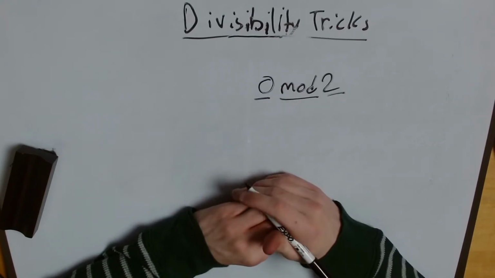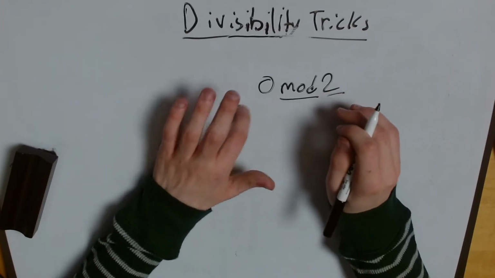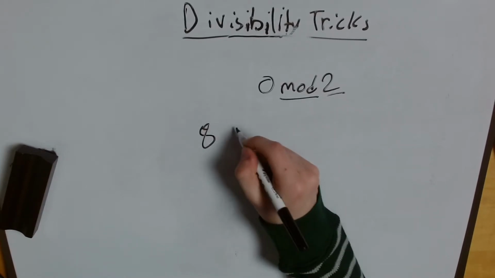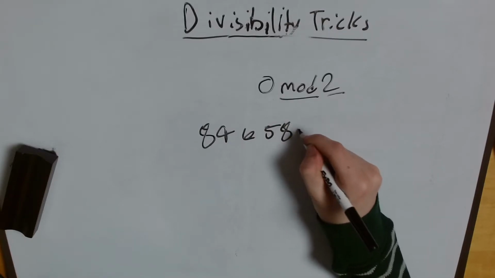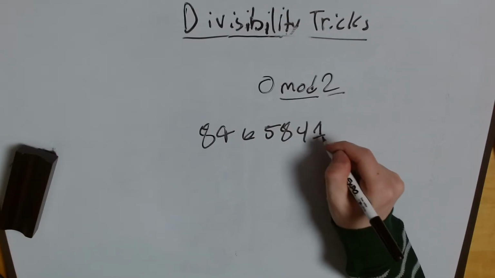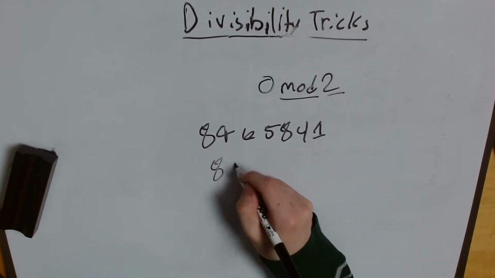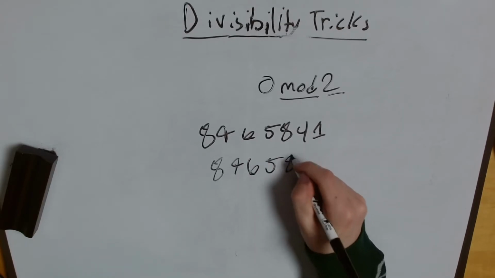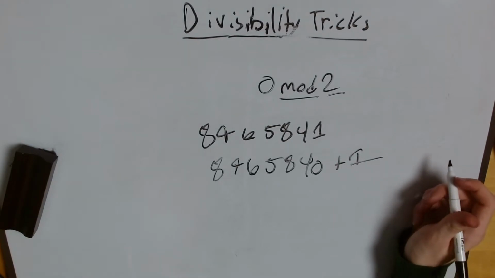Or in other words, this number fully divides 2, leaving nothing left. Right, so say I have a massive number. I'm going to say 8,965,841. We can write that as 8,965,840 plus 1, right? We'll still get the same value.